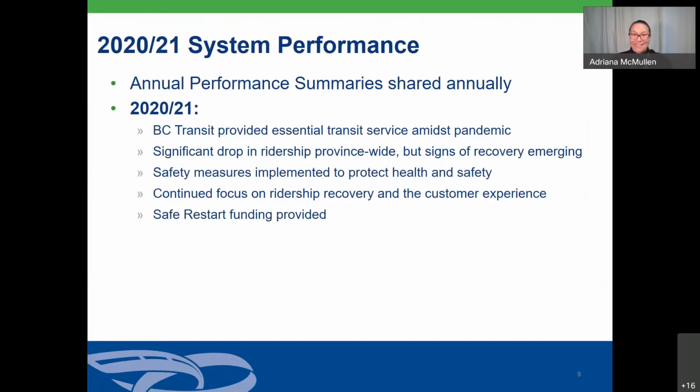Thanks, Adriana. So it does feel to a degree like the 2020-2021 fiscal year was a while ago. My apologies, BC Transit operates on a fiscal year. I know you operate on a calendar year, but for our reporting purposes, we operate on a fiscal year along with the province. So the 2020-2021 fiscal year does seem like a while ago, but they are our most recent annual performance summaries that we have been able to share. We will soon be able to share our 21-22 annual performance summaries. And these APS reports, as we call them, provide a snapshot of how the transit service has provided for this past fiscal year.